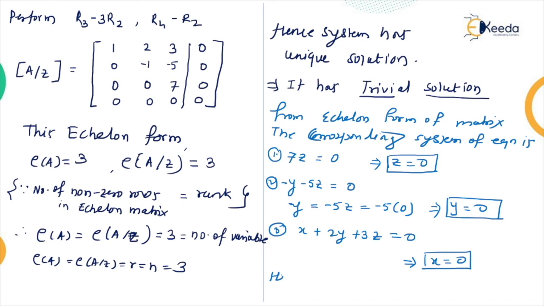Hence x is equal to 0, y is equal to 0, and z is equal to 0 is the trivial solution, and this is the solution of your system. This is very easy to understand, and all of you understood this example very well, and you enjoyed this example. Understood this? Thank you.